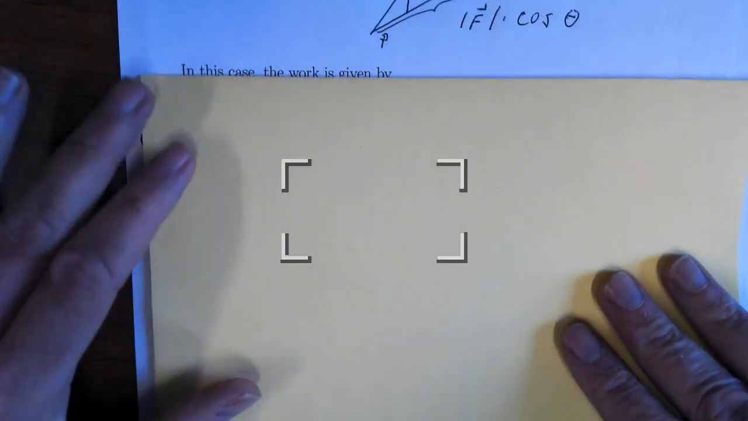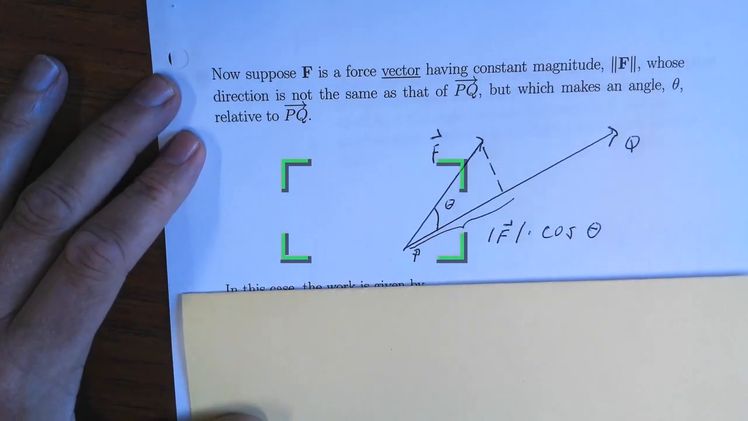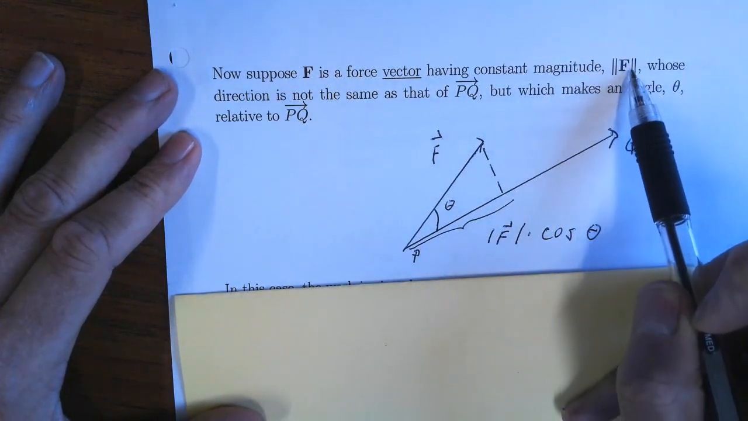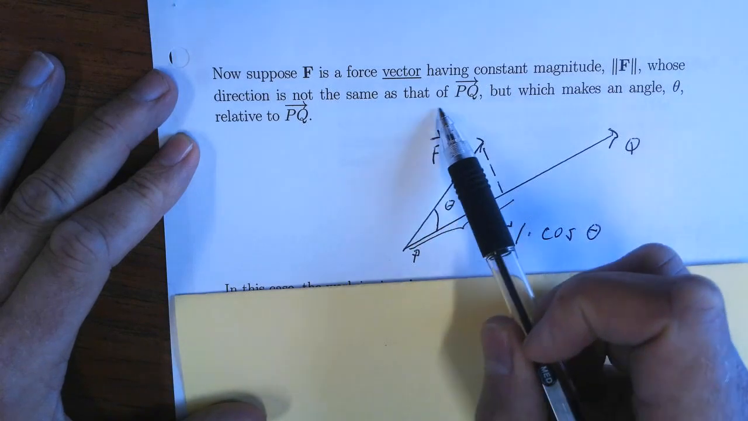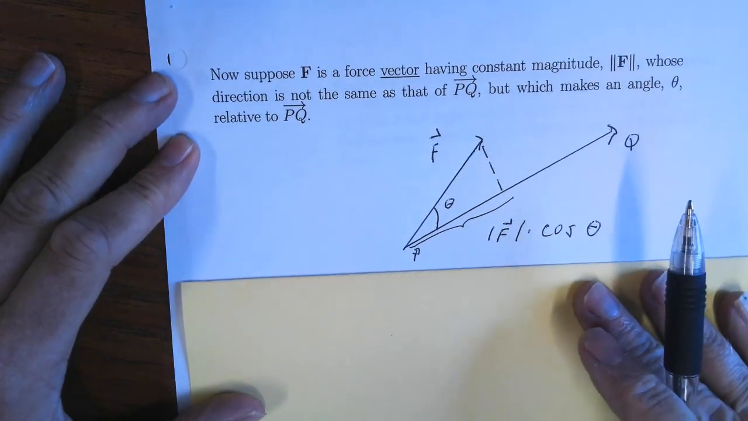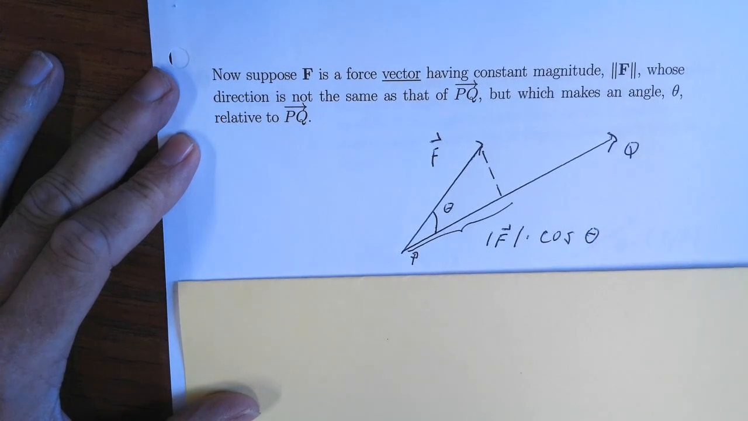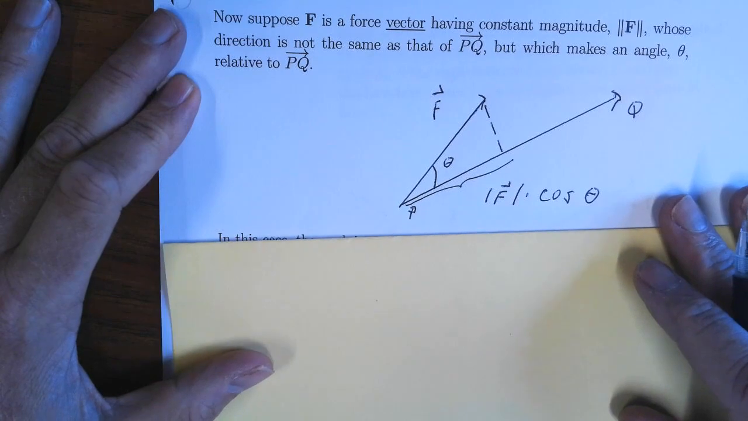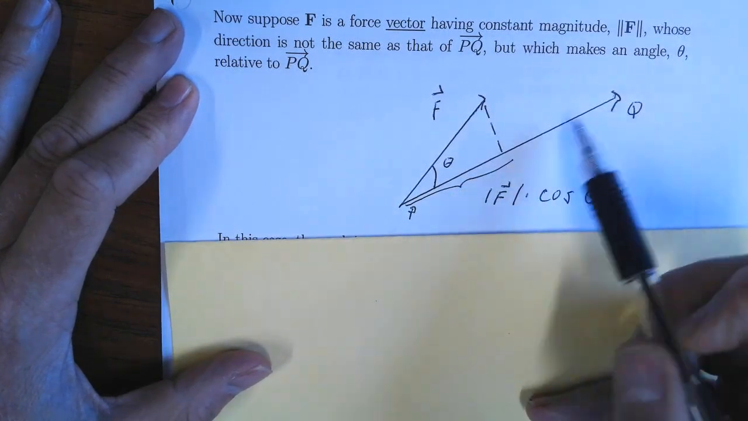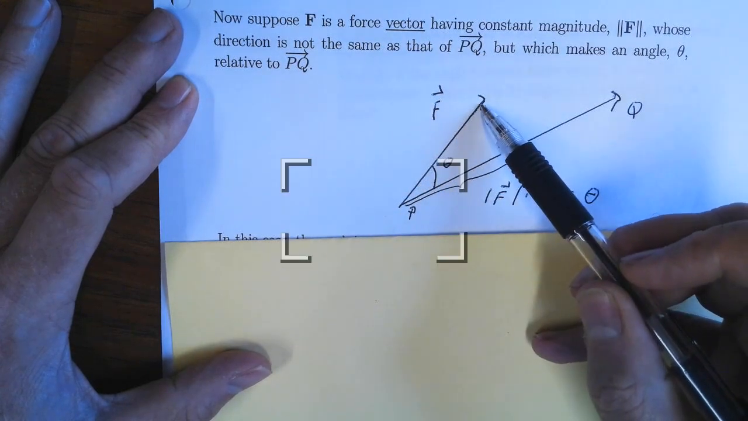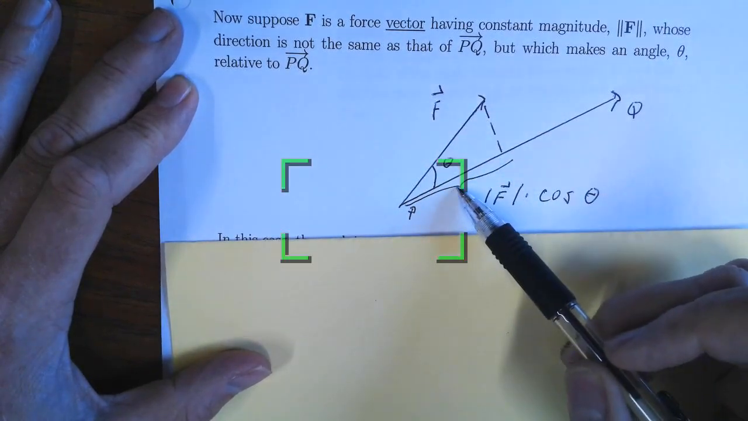Well, let's suppose we have something that's a little bit more complicated. Suppose F is a force vector having constant magnitude, whose direction is not the same as PQ, but which makes an angle theta relative to the displacement vector from P to Q. So we have a picture that looks like this. Here's the displacement vector from P to Q. Here's our force vector, and I've drawn a little right triangle.